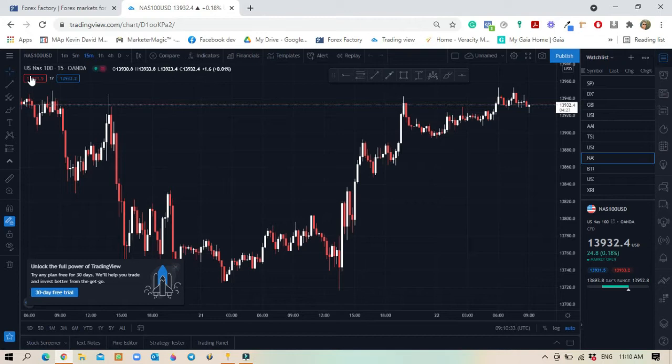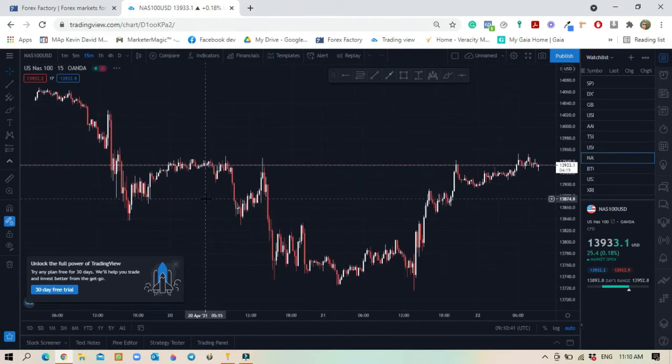Just going to give it a little bit of time to load because sometimes it is a bit slow my side, but it's fine. We are looking for a decent entry now.